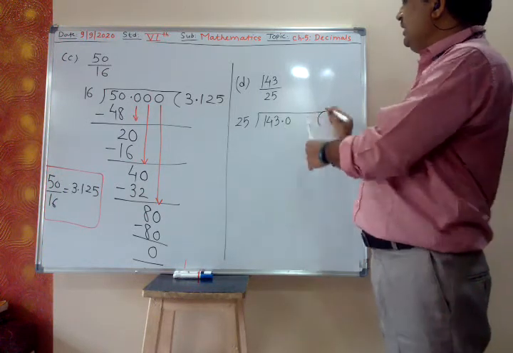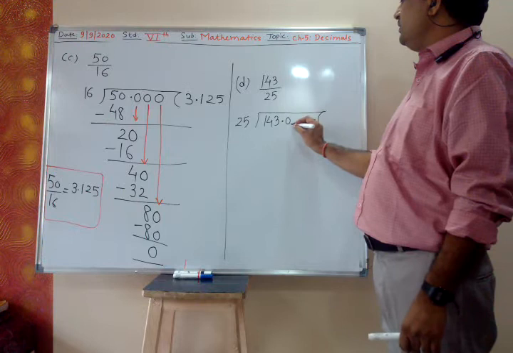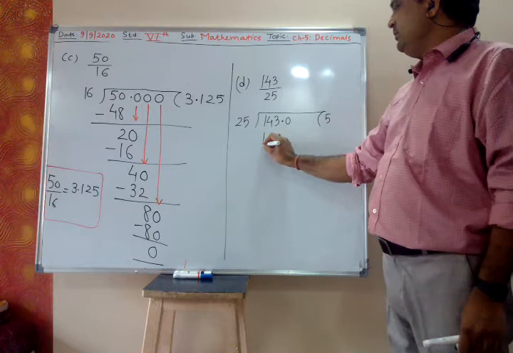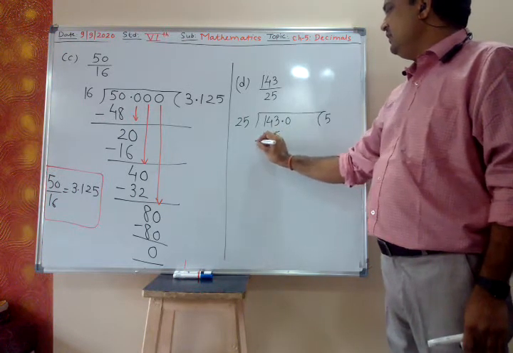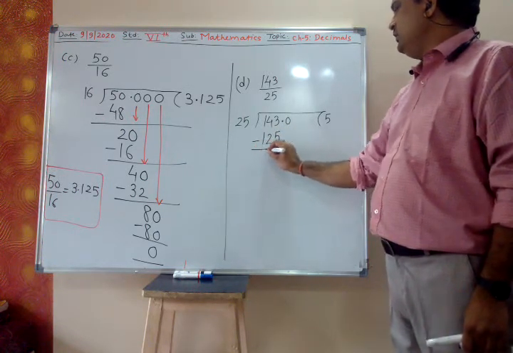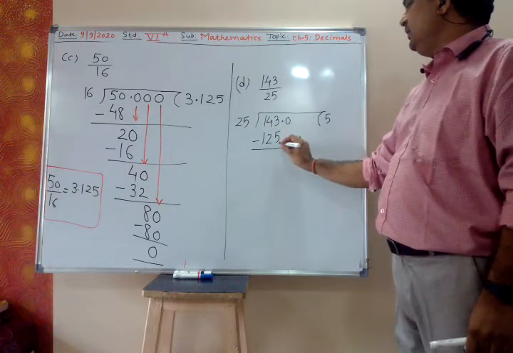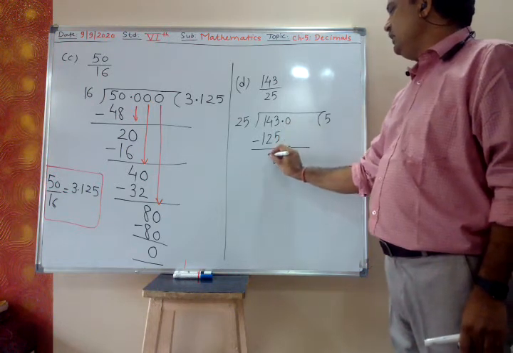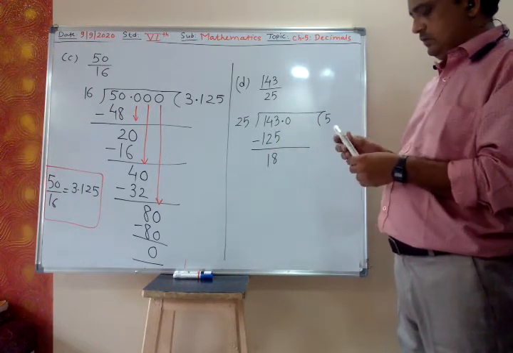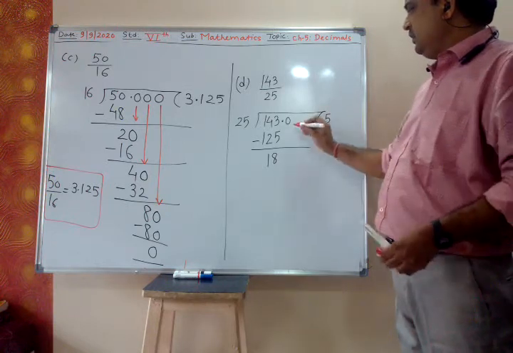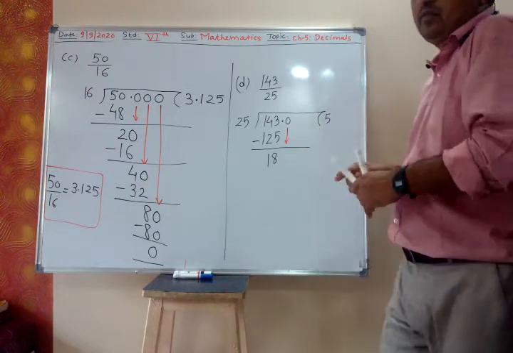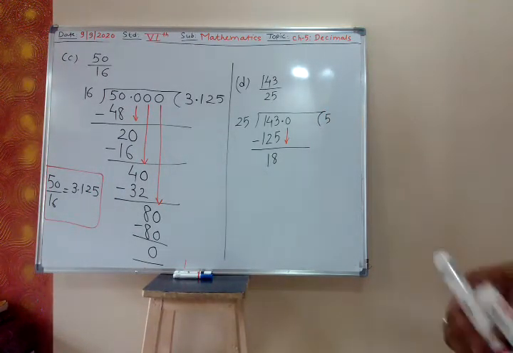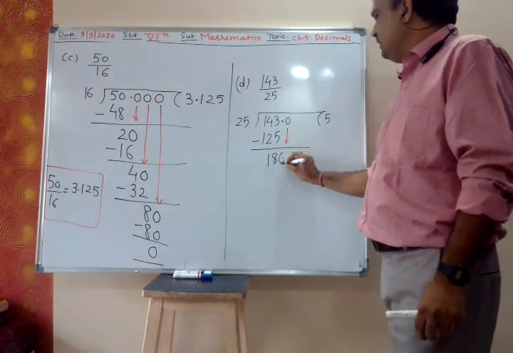To the right of the decimal, we write 1 0. So 25 5s are 125. 143 minus 125: 13 minus 5 is 8, then 3 minus 2 is 1, so 18. This 1 0 I will carry forward. It becomes 180.